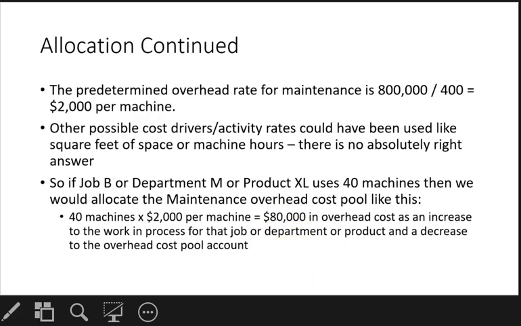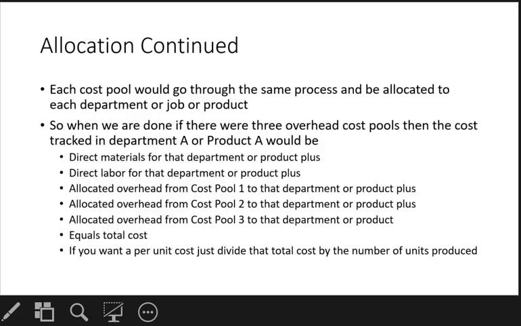This can be done as an estimate before we've done the job, before we've done the product. If someone calls up and wants to know how much it's going to cost, we can also do it after the fact as a way of actually tracking the costs that should be for that particular job and calculate cost of goods sold like we've talked about earlier. Each cost pool will go through the same process and be allocated to each department or job or product.